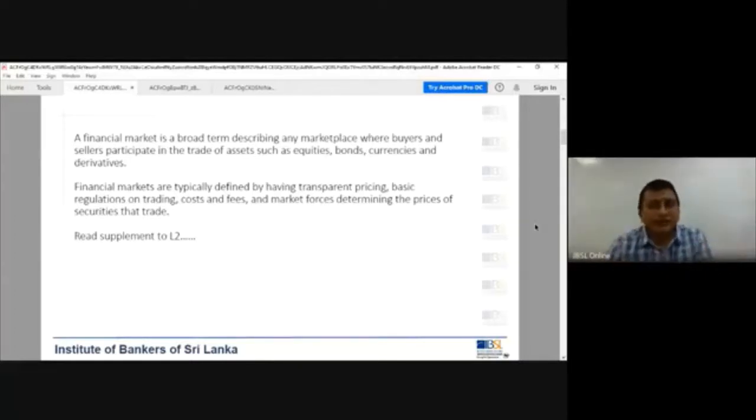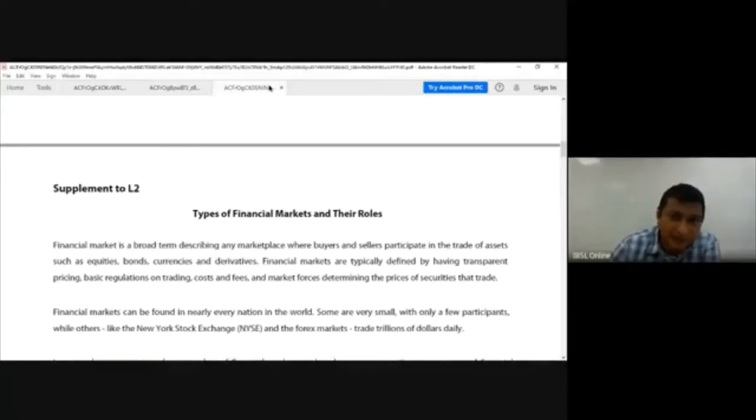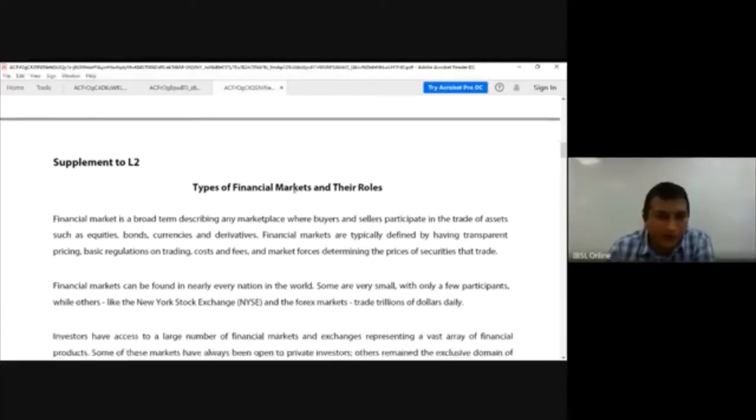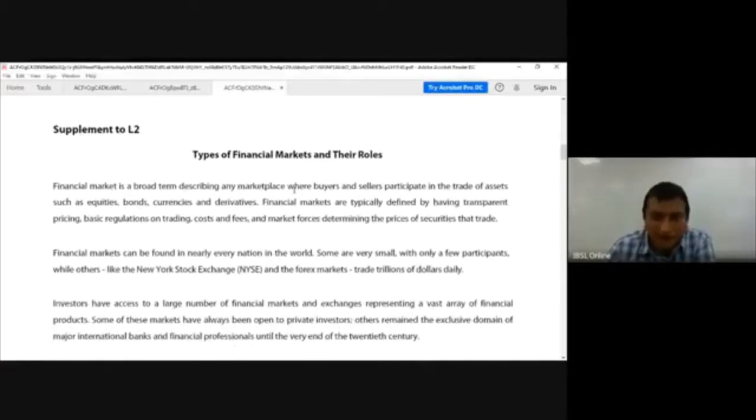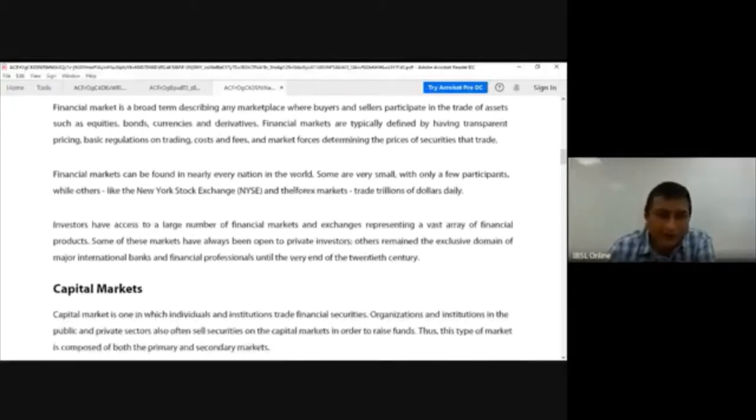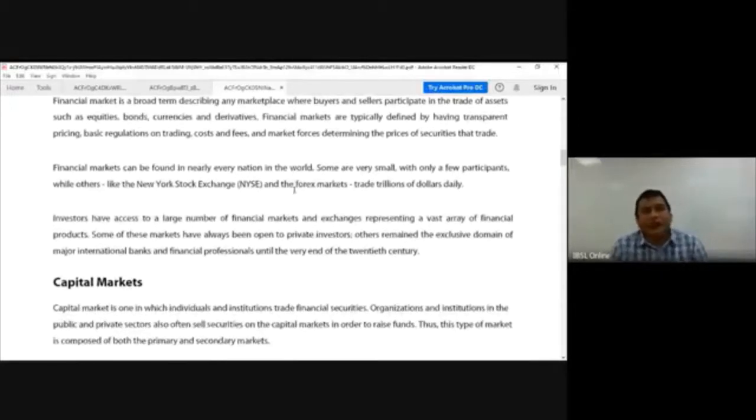So these elements typically describe a financial market, but also you see the reading supplement I have shared here. You can read through that, and it details out types of financial markets and their roles, because even within financial markets, you could have commodity markets, financial assets markets. There are various types you can see. And also you define these markets in the form of capital markets, money markets, right? So I'm not trying to detail this out in this discussion because you can read these things, right?